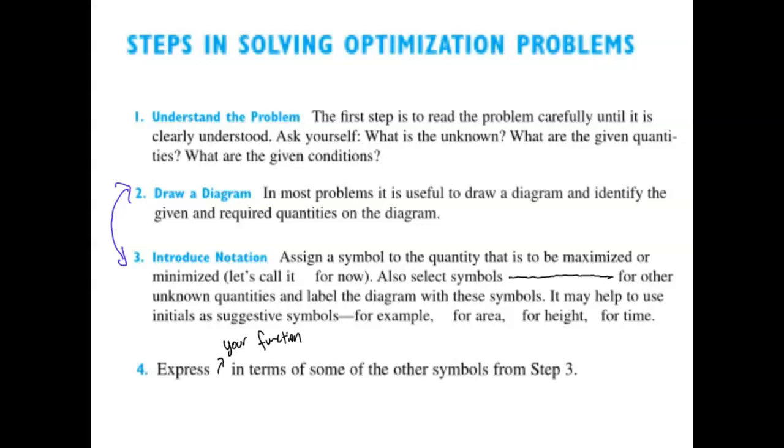And then 4 is just such a weird step. It says express your function in terms of the other symbols from step 3. So this will make more sense once we do a problem. I'm not even going to try and explain it, but you'll have your area of a circle as pi r squared, but you're given your radius as some other function of time. So then you're going to do a substitution of the r into whatever they told you the function of time was, right? So you're basically making a substitution at that point.